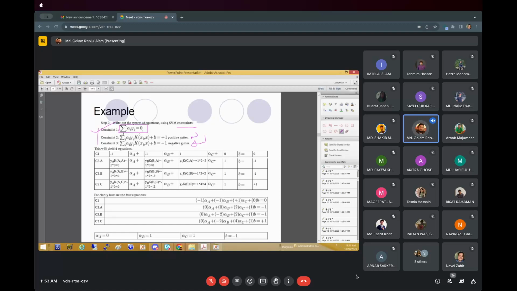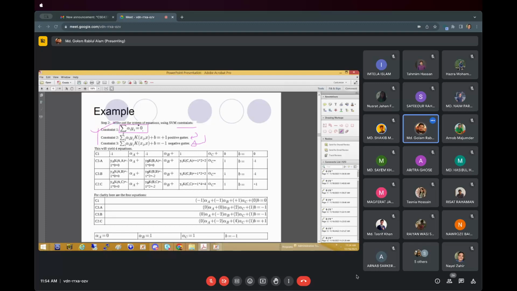So using these constants, we need to determine alpha, and also we need to determine the B and W. In this case, using these three constants, we want to form the equation to find out the values of alpha. And now we can see that in this case, the sum of alpha i yi equals 0. It means that this is true for all of our support vectors.